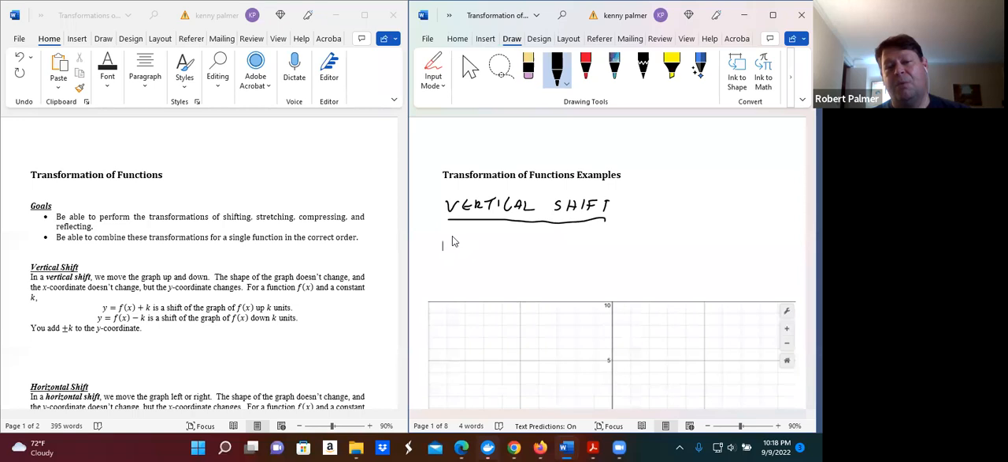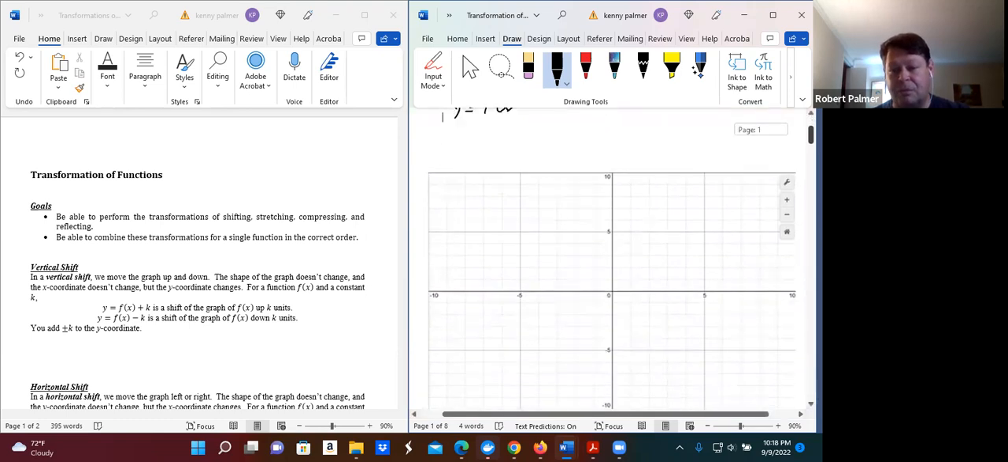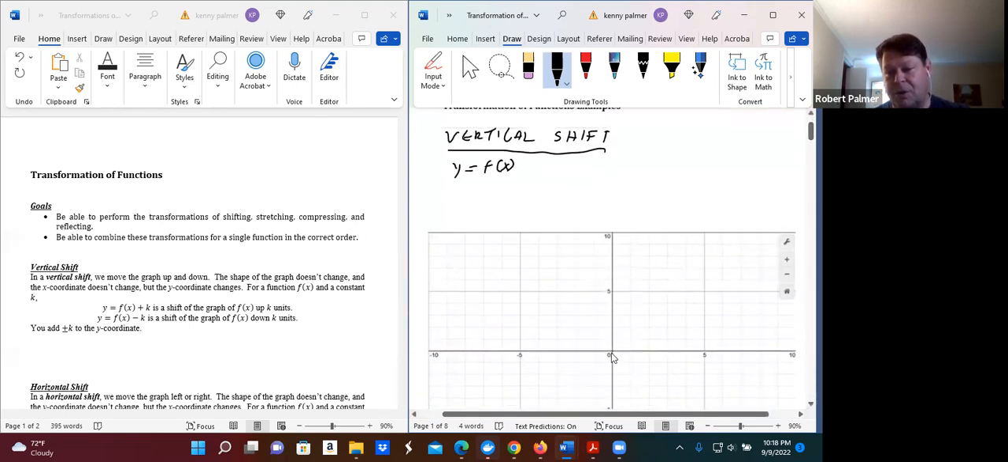Okay, we're going to start with the function I'm just going to simply call f of x. It's going to be a made-up function. It's not going to be a known function. We're going to come down here and draw this. So we're going to connect 3 points: 0, 0, 2, 4, and negative 2, 4. Right, so this is going to be our function. This is going to be our f of x.